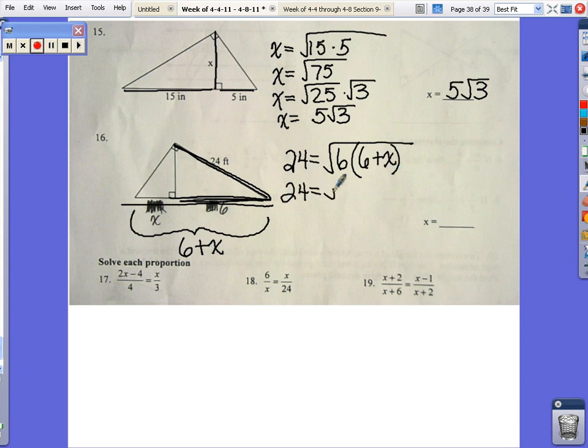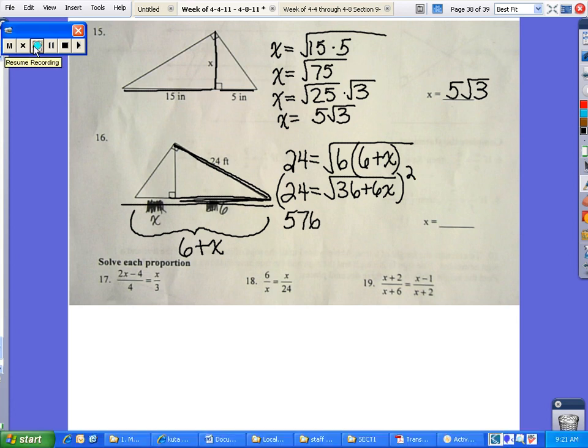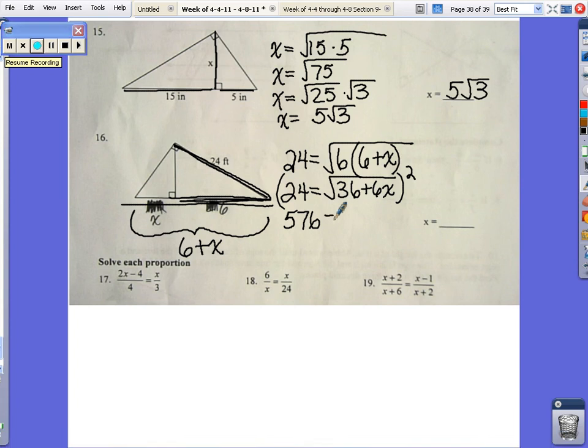24 equals the square root. Distribute the 6. I get 36 plus 6x. Square both sides. If I square both sides, I get 576 equals 36 plus 6x. Subtract 36. I'm left with 540 equals 6x. Divide both sides by 6, and x equals 90.